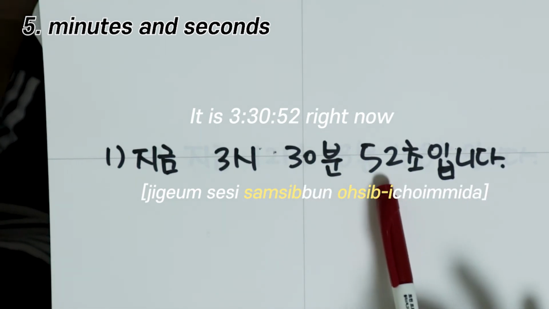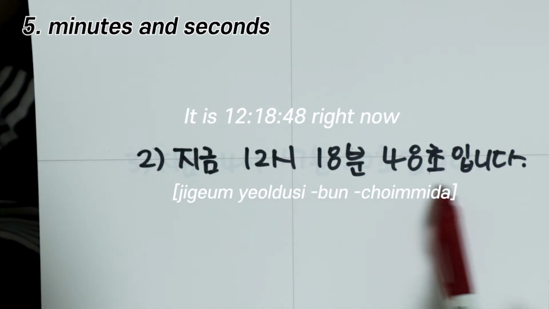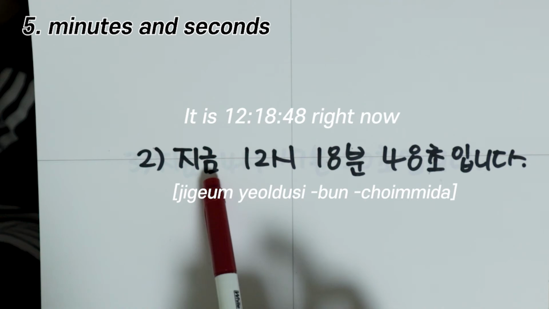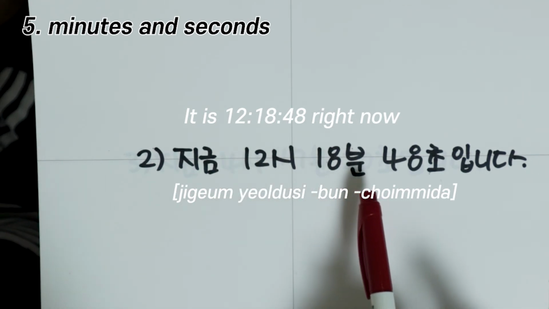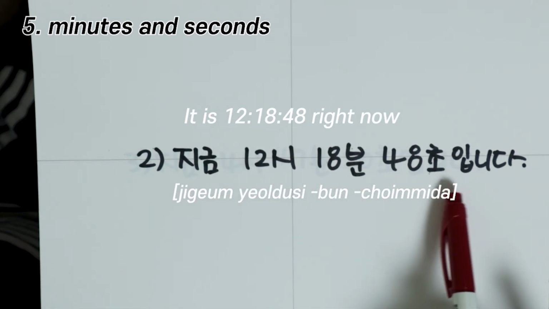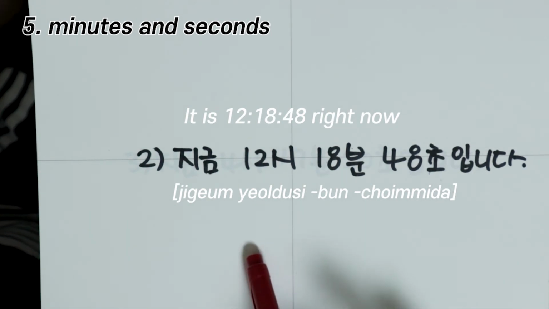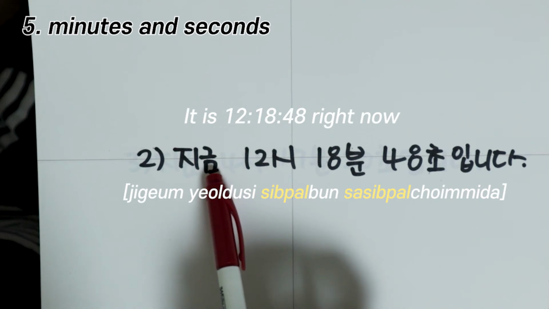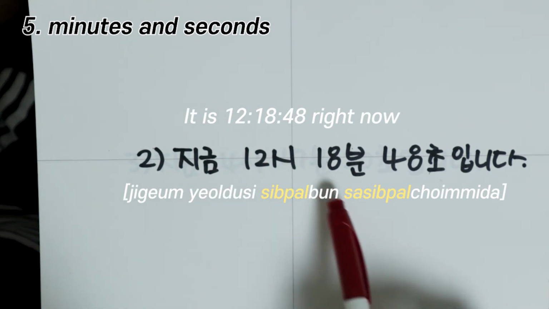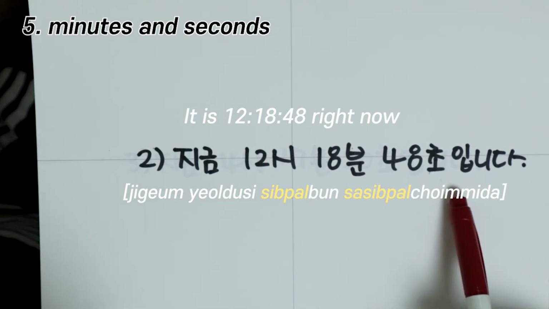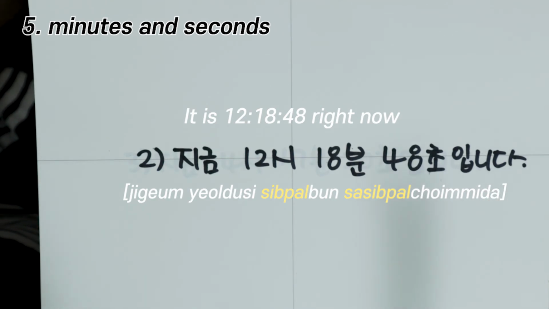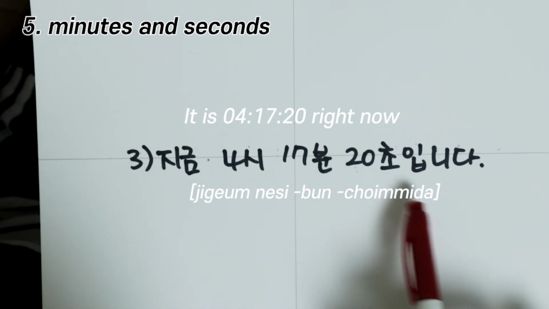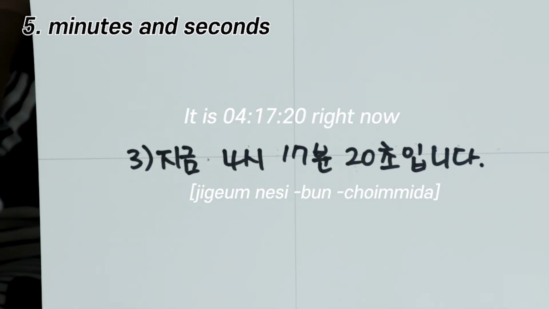30, 52. What about this question? Can you say this number and this number? 지금은 12시 몇 분 몇 초입니다. 3, 2, 1. 지금 12시 18분 48초입니다. 18, 48.